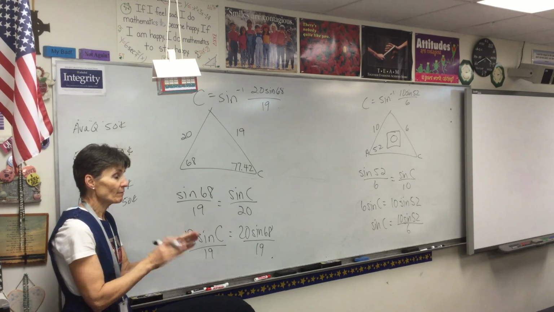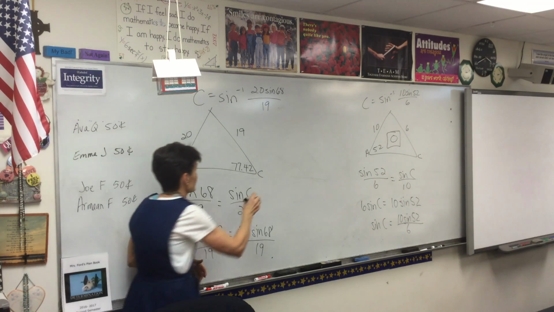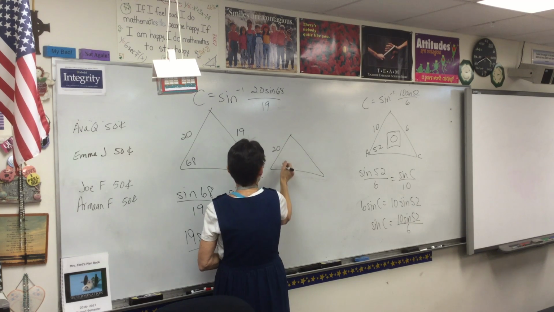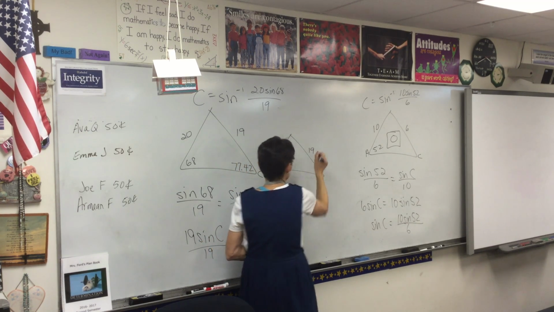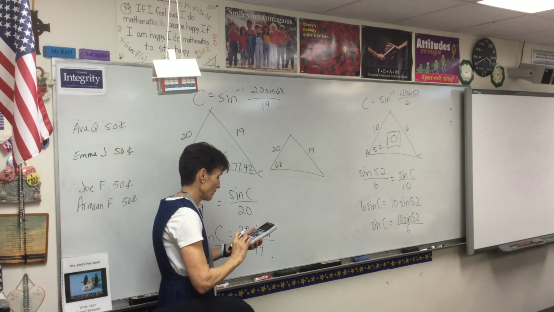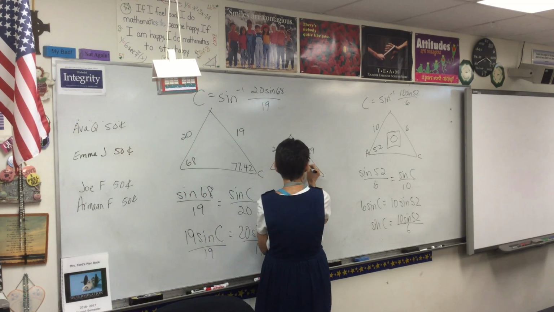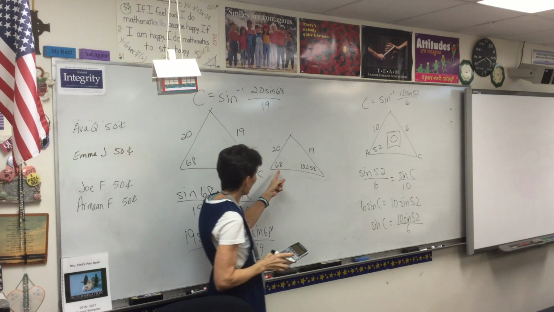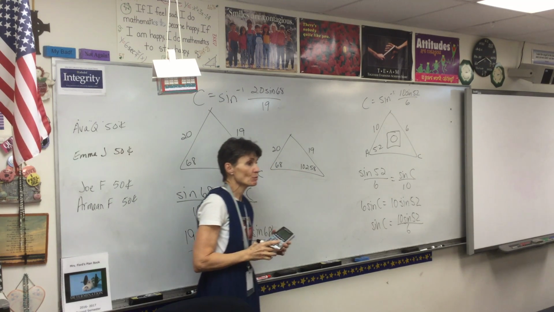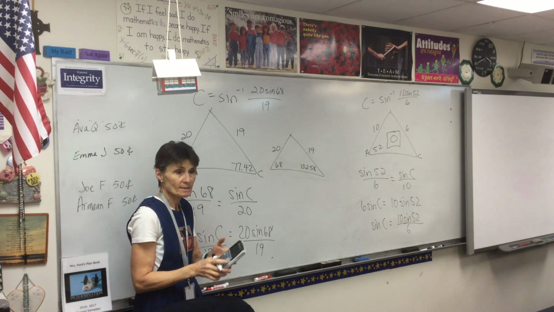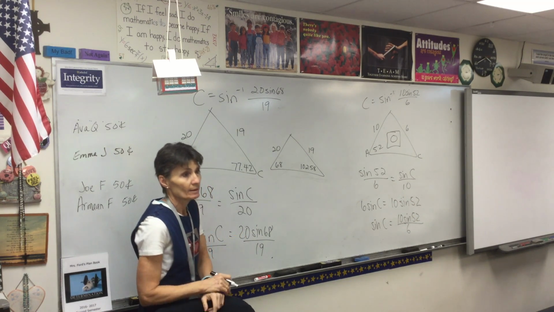Now, what do I have to remember to do? Check the second one, right? So is it possible to have a second answer, which would be 180 minus the first one? So this would be 102.58. Can you have a 68 in the same triangle with a 102? Heck yeah, you can. As long as it's less than 180, you're good.